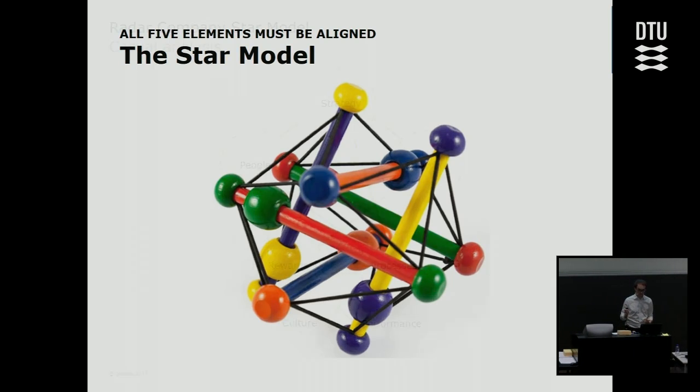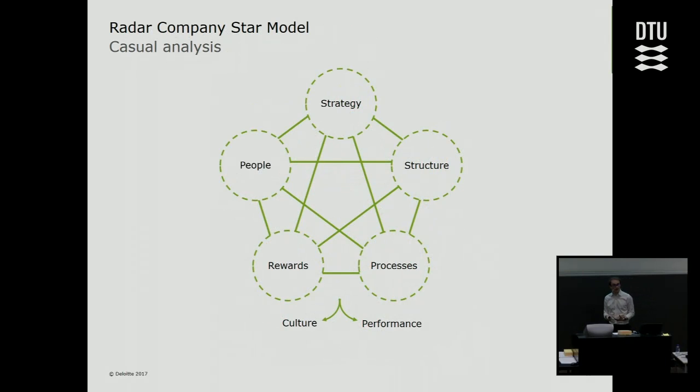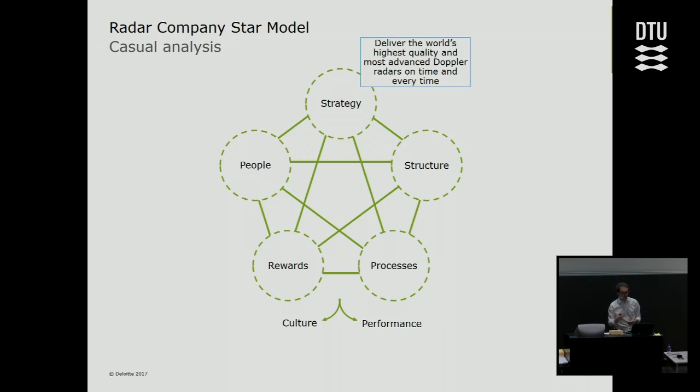And then, as I promised before, we're going to go through the radar company STAR model. And this is what Casper was talking about before regarding the different parts of the report. This will be your organizational analysis, for example. So just to give you an overview of the different components, and then we're going to dive into details for each one of them. For example, the strategy, we've seen it before: deliver the world's highest quality and most advanced Doppler radars on time and every time.